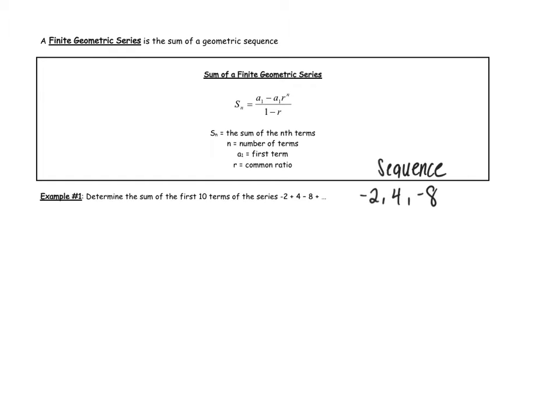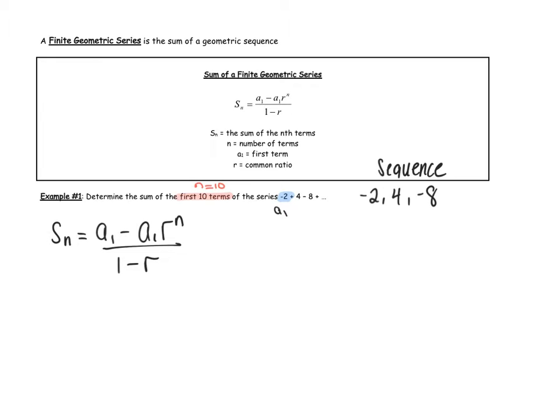So I'm going to start by writing the formula. So we have S sub n is equal to a sub 1 minus a sub 1 times r to the n over 1 minus r. So it tells me that they want us to find the sum of the first 10 terms. That tells us that our n value is equal to 10. N is the number of terms. It looks clear that we have our first term, which is -2. So a sub 1 is -2.